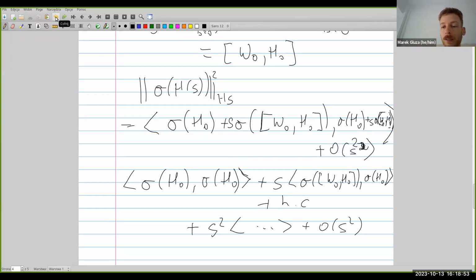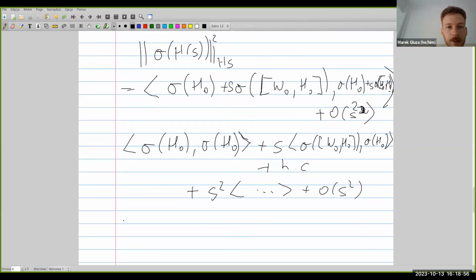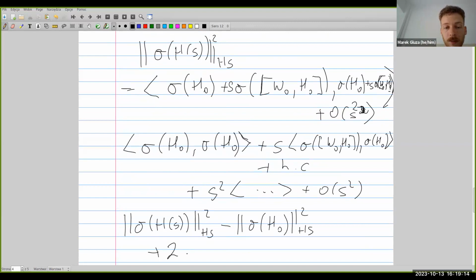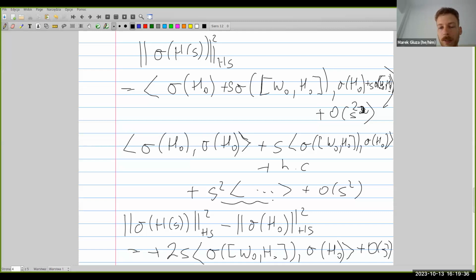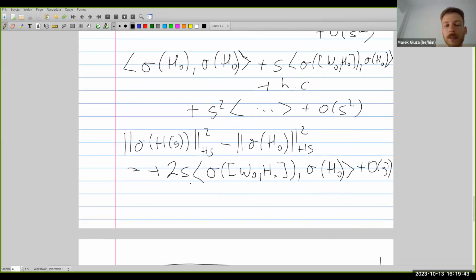Okay? And now we see how this is coming out, because we get that sigma h of s, hs squared, minus sigma of h0 hs squared is, okay, I forgot 2 somewhere. This is 2s scalar product sigma of w0 h0 comma sigma of h0 close plus O of s squared. So as we were expanding, we picked up one more term, but there's more terms anyway from the Taylor expansion. Okay, so this is how this appeared.